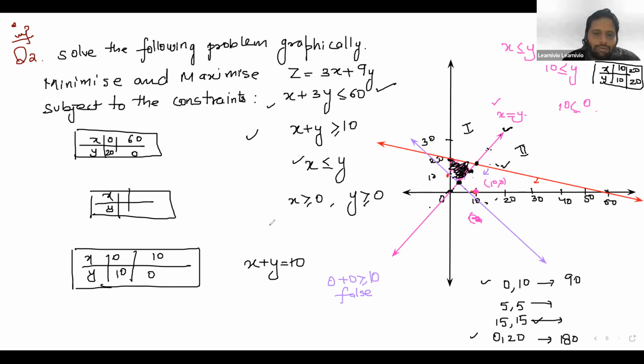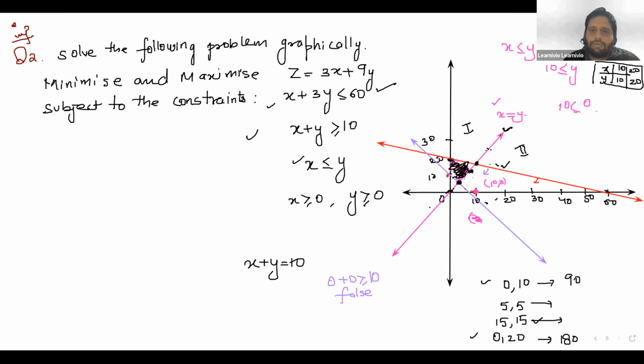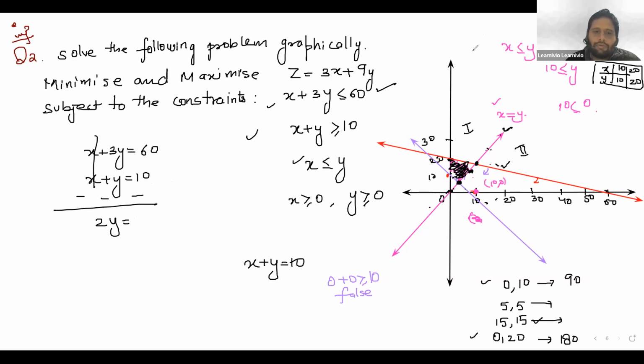Why did everyone face difficulty while solving the equation? These are 10th class equations. Why do you all face problems? So you have this equation x plus 3y is equal to 60 and x plus y is equal to 10. Okay, subtract these. x cancels out. 3y minus y is 2y, 60 minus 10 gives you 50. So y you will get 25.